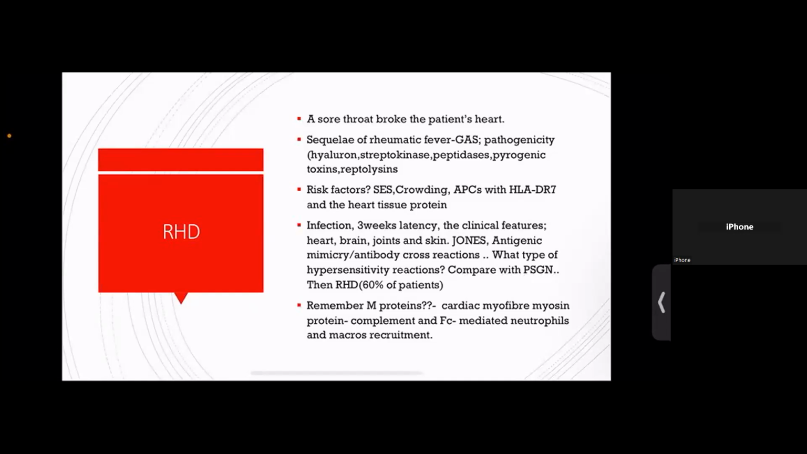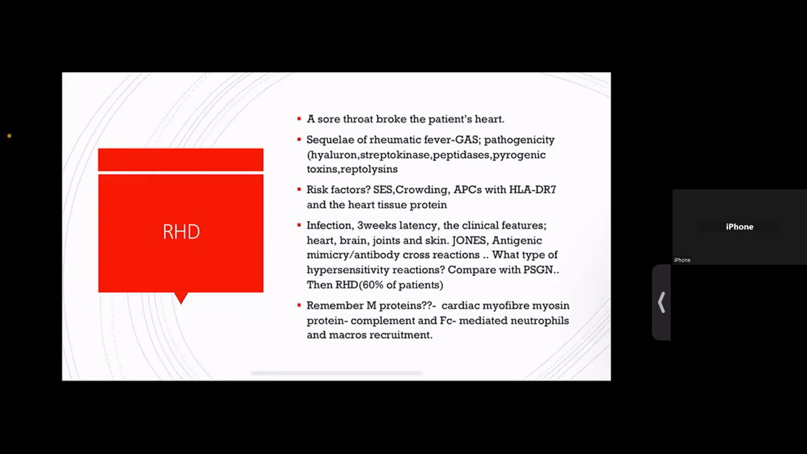Okay. So what happens after the infection? So a person gets a tonsillitis or a pharyngitis. And then after this infection, maybe after 3 weeks of latency, the clinical features come about. And these clinical features are mostly noted in the heart. Remember, we've talked about the heart tissue protein, and the cross reactivity between the antibodies produced by your immune cells against the M protein that is found on the surface of the gram-positive Streptococcus bacteria.